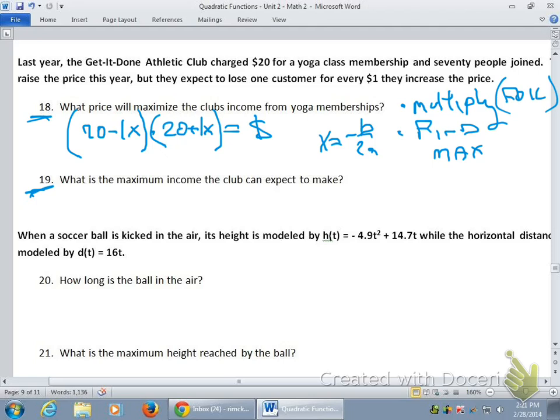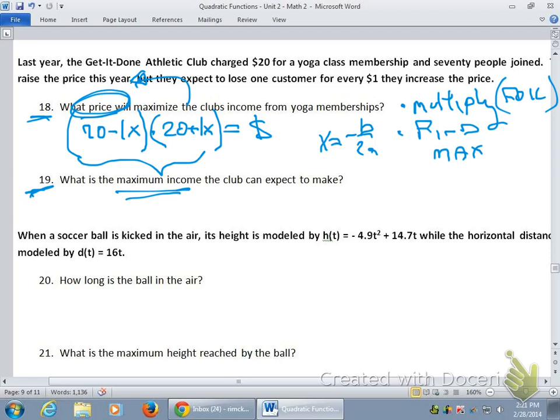Okay, the actual price itself on the first one is whenever you find x here, this is the price, 20 plus x. So whatever you find for x, you can do 20 plus x, and that will be the price. Now for the maximum income, you want to do the whole thing. We'll give you your maximum income.